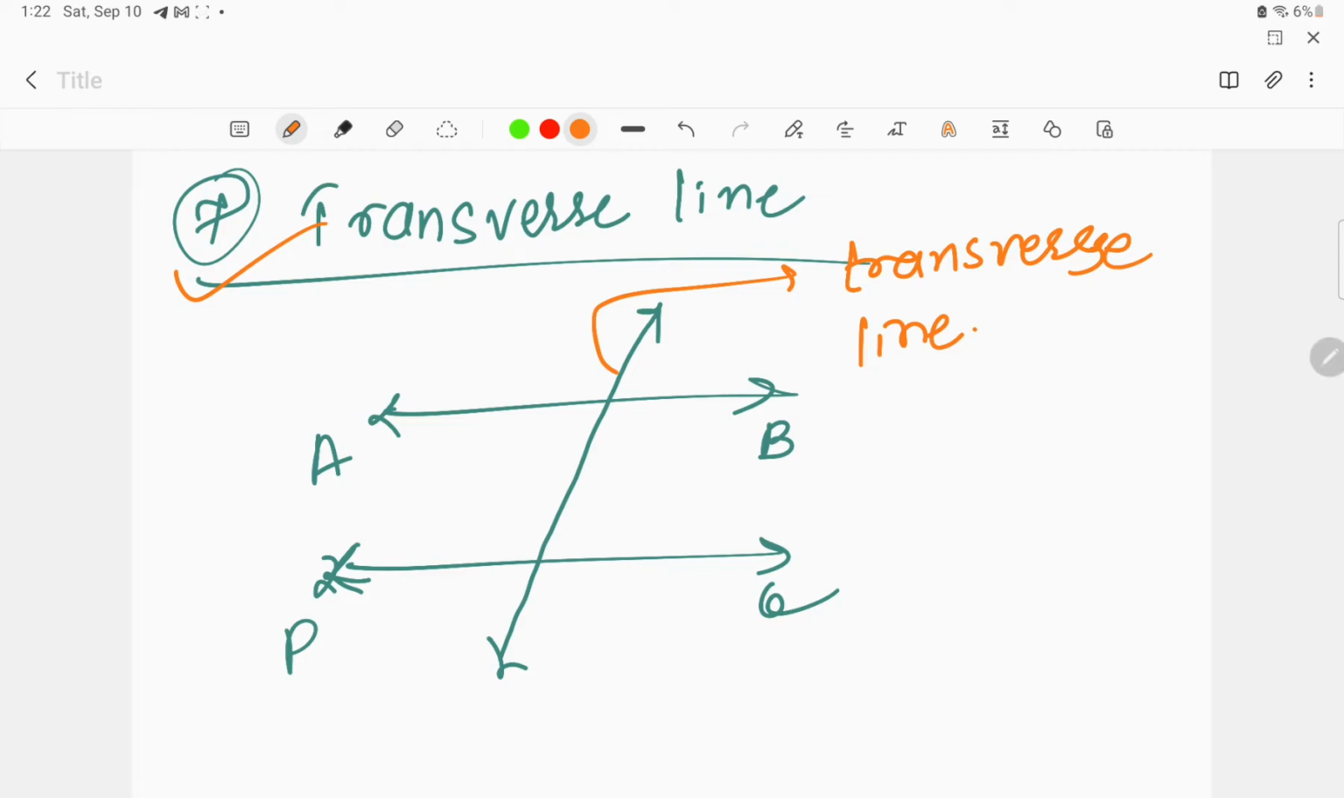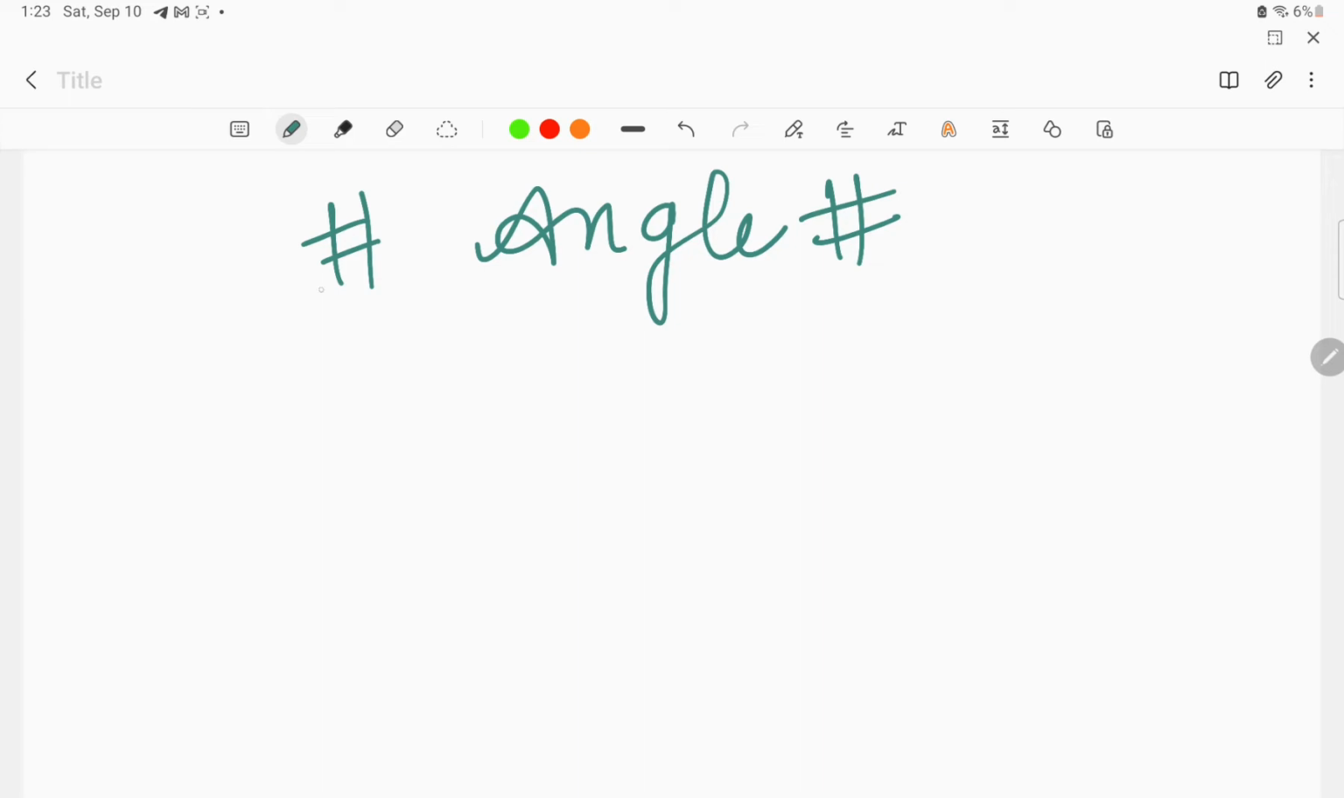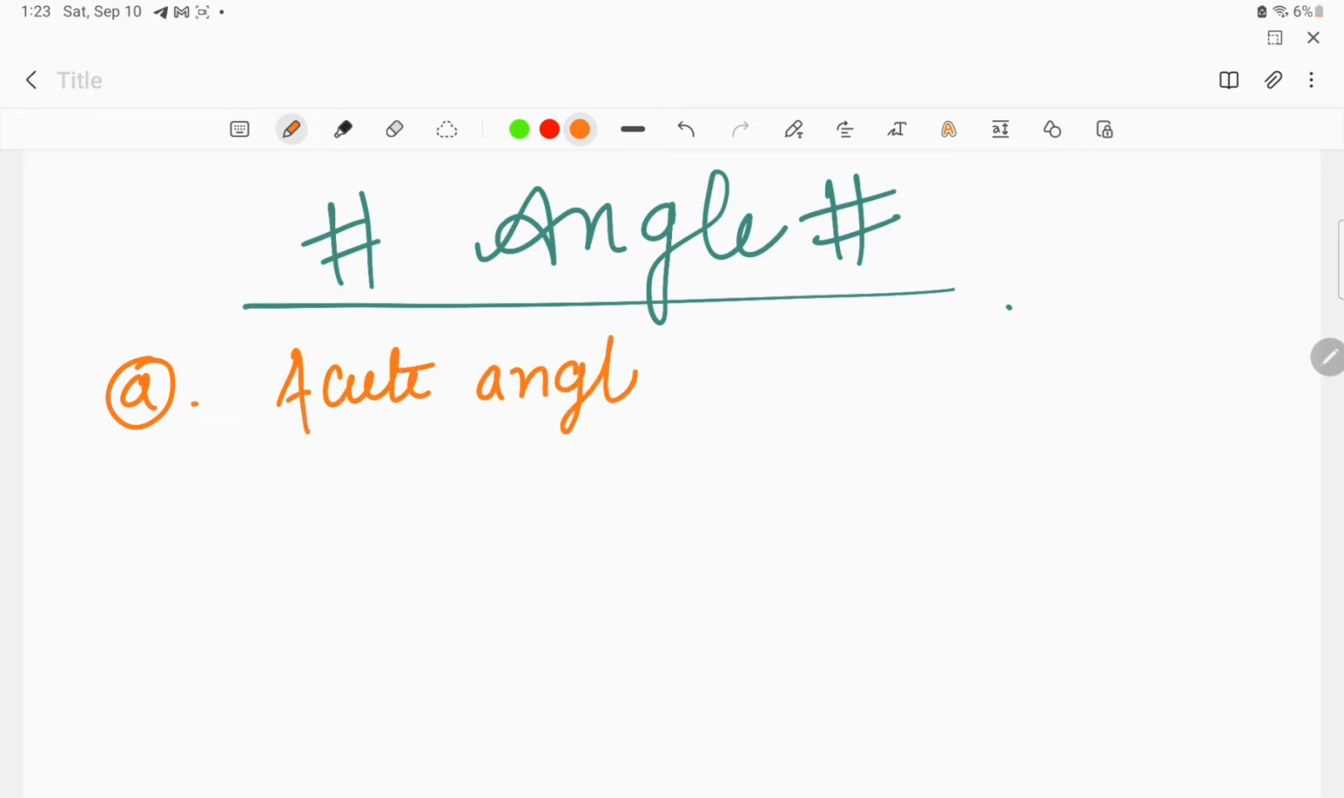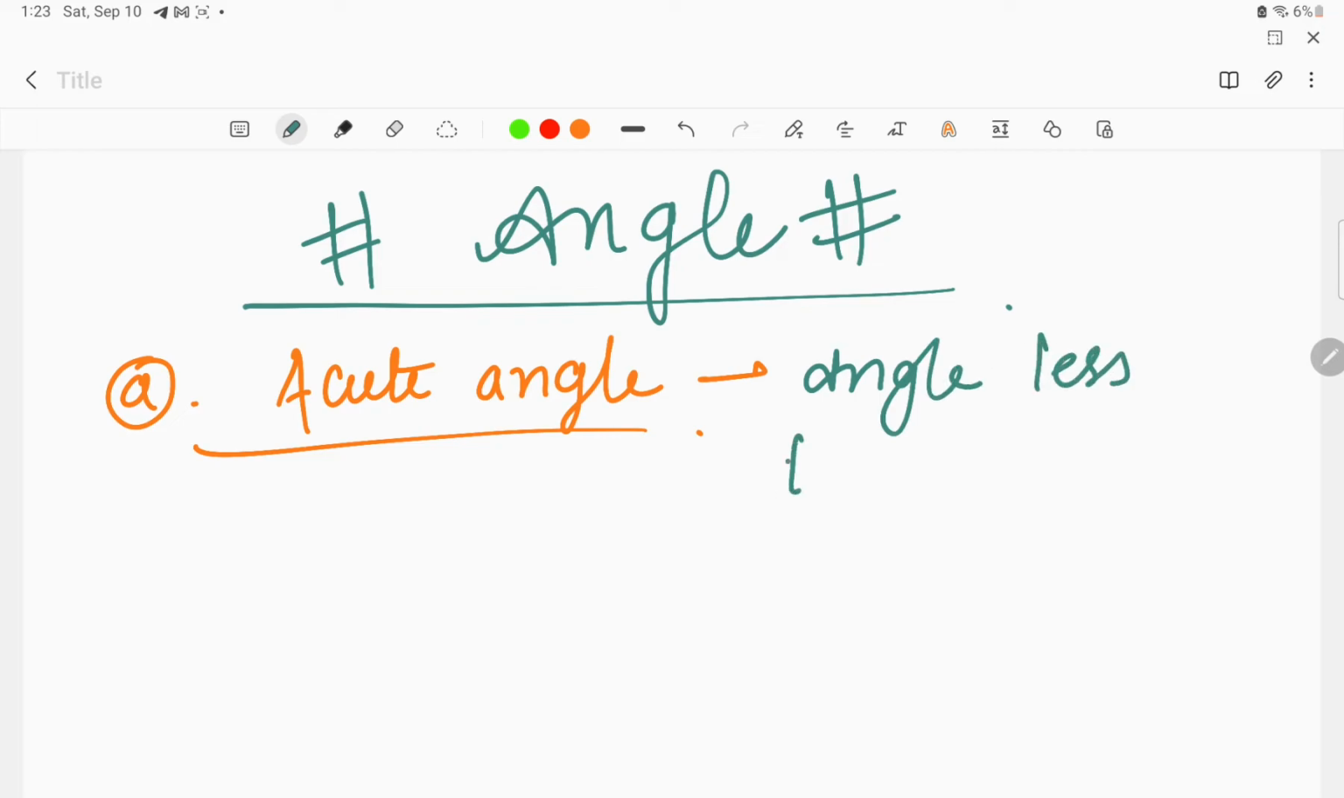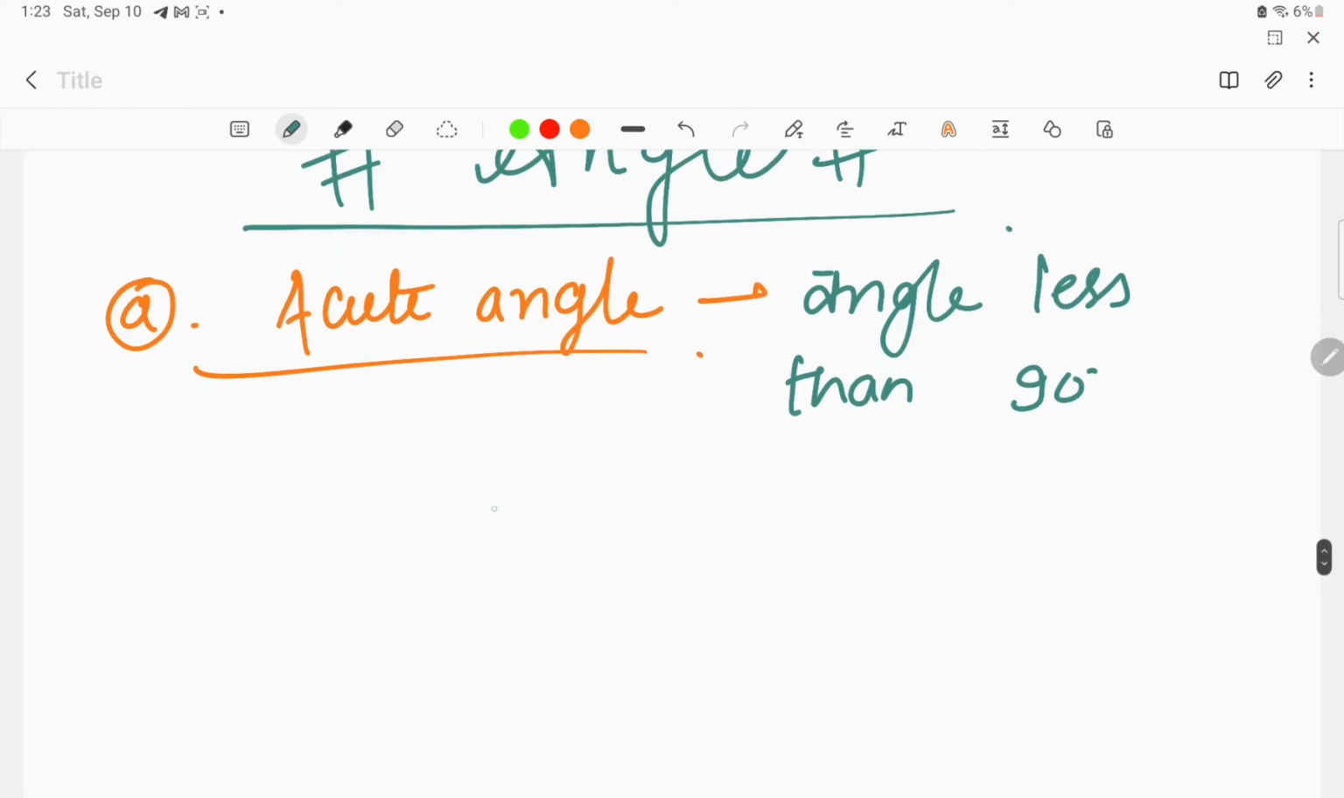Now let's move to the topic called angle. In angles, what terms are we going to learn? The very first term is acute angle. Now what is an acute angle? An acute angle is an angle which is less than 90 degrees. An angle less than 90 degrees is called an acute angle. How is it denoted? Theta is less than 90 degrees, where theta is the angle.